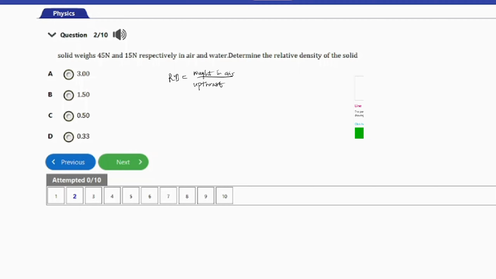So guys, the weight in air here is 45 Newton, and then the upthrust will be the weight in air minus the weight in water. So that will be 45 minus 15. So that's 30, guys, and the relative density now is going to be 45 over 30, and guys, that's 1.5, and that's option B here. Option B is the answer to this question. So let's go ahead and consider the next question, guys.